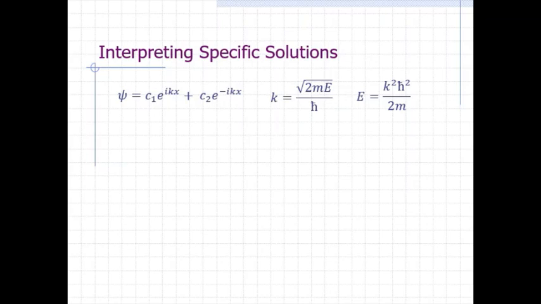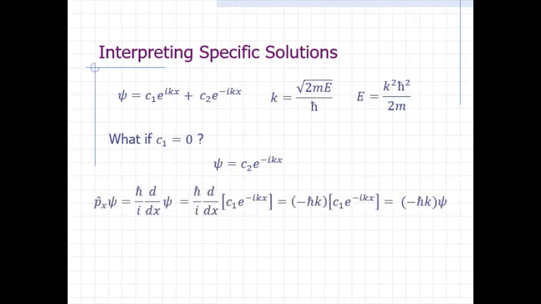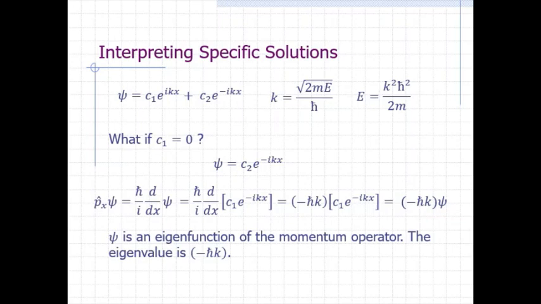How about the case where c1 is equal to 0? That would mean that this term is equal to 0. So psi will just be equal to c2 times e to the minus ikx. What do we get if we apply the momentum operator p sub x hat on psi? We get back psi times negative h bar k. In other words, psi is an eigenfunction of the momentum operator. But this time, the eigenvalue is negative h bar k.